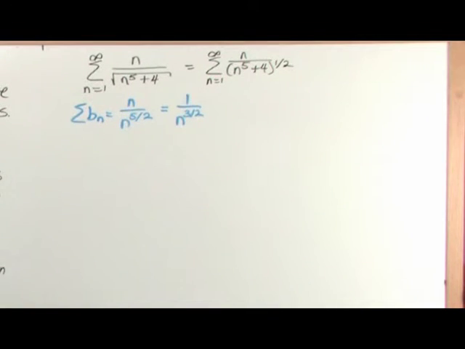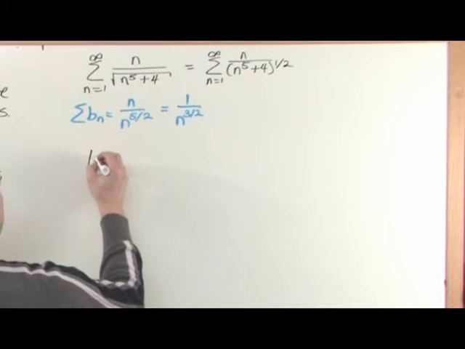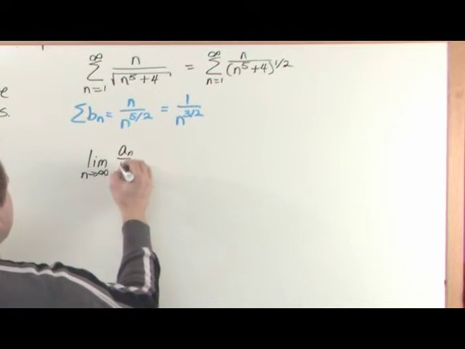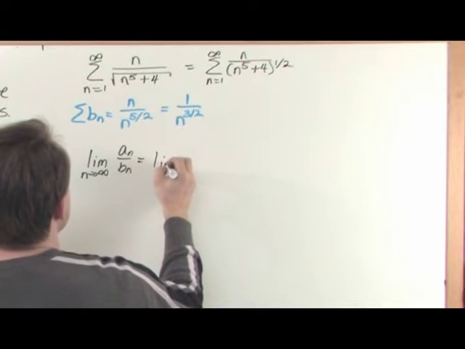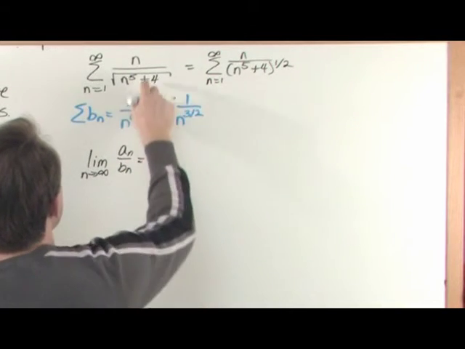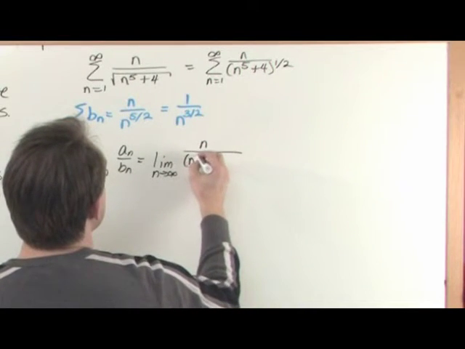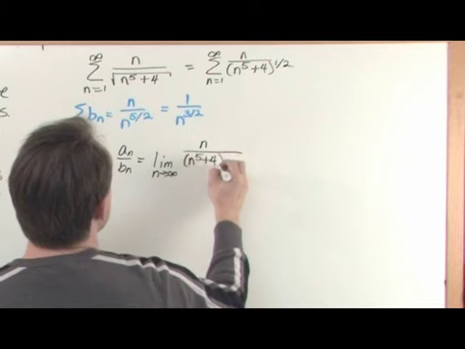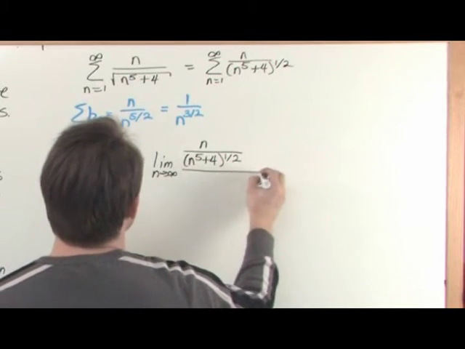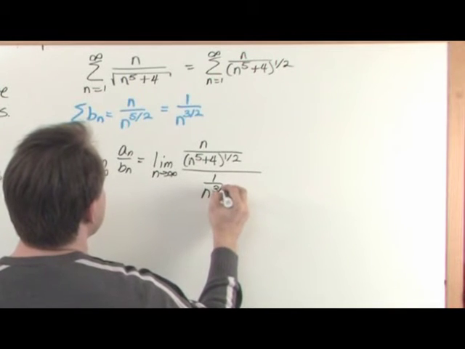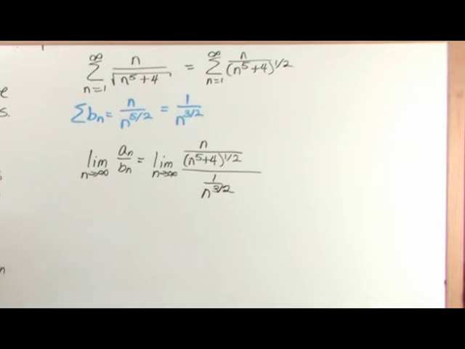Now what we want to do is find the limit of the ratio of these elements. So the limit as n goes to infinity of a sub n over b sub n, which is the limit as n goes to infinity of a sub n, which was n over (n to the 5th power plus 4) to the 1 half, all over what I found for b sub n, 1 over n to the 3 halves. What I want to do is figure out what that limit equals. So let's go ahead and do that.